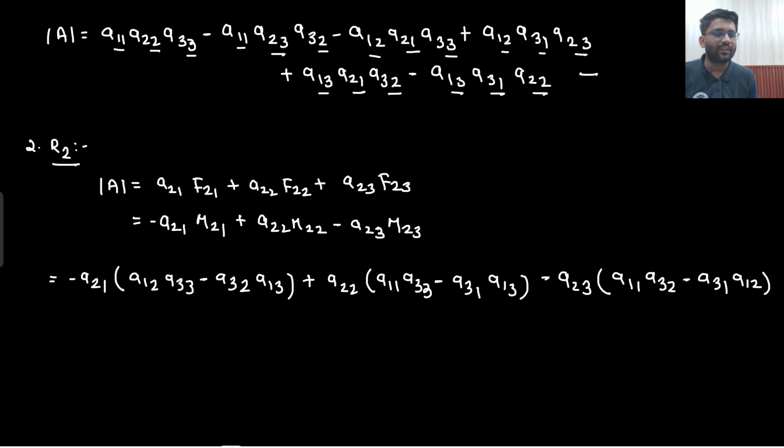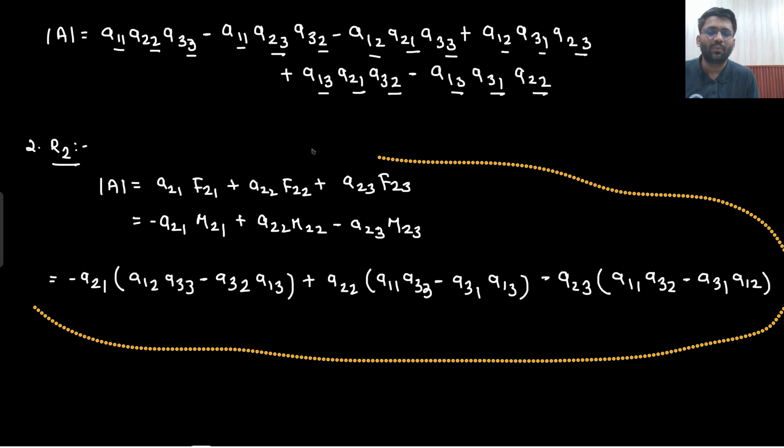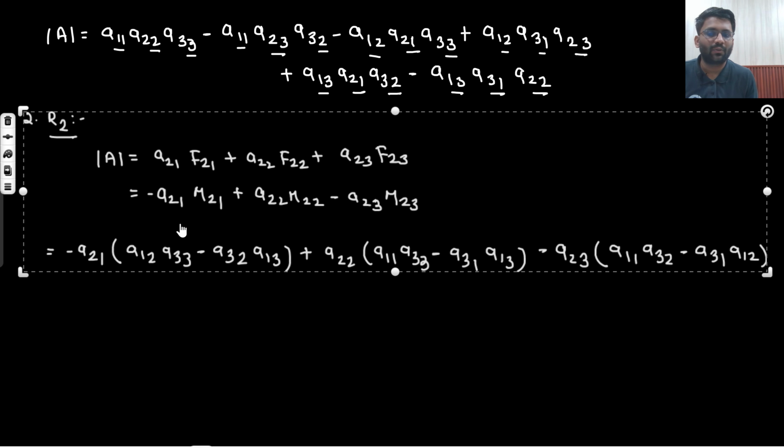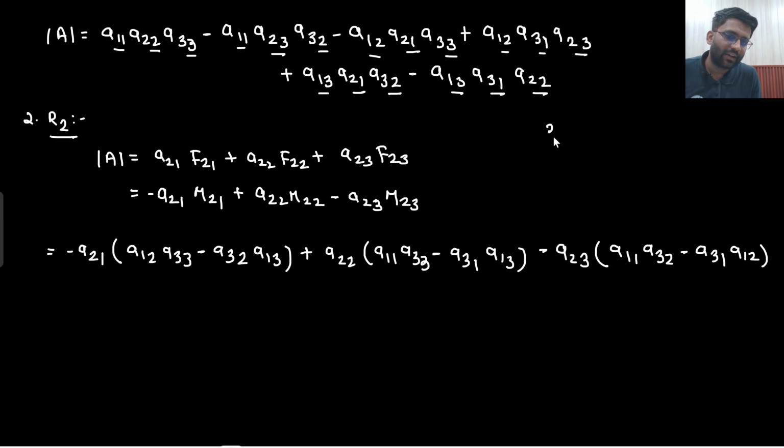This is what I told you, that with respect to any row, with respect to any column, you can find out the determinant. So this we found out with respect to row 2. Similarly, we can find out with respect to row 3 as well, which you will do on your own. And then we can find out with respect to column 1 as well, with respect to column 2 as well, with respect to column 3 as well.